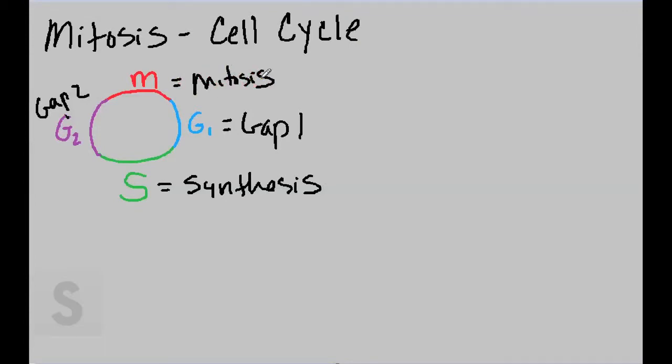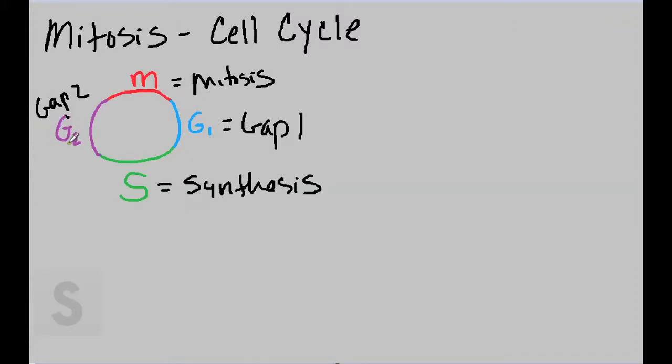In the gap 1 phase, the cell basically stops and checks to make sure that the cell is ready to undergo the synthesis phase. In the synthesis phase, the cell replicates DNA. So you go from having 1 copy of DNA to 2 copies of DNA. This is crucial for the process of mitosis because 1 copy of DNA will go to one daughter cell and a second copy of DNA will go to the other daughter cell that's produced by mitosis.